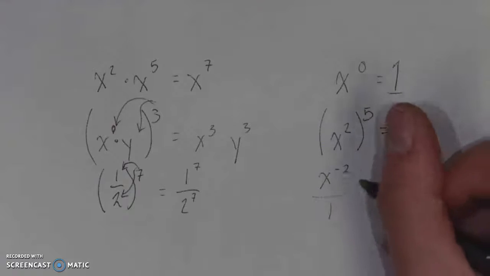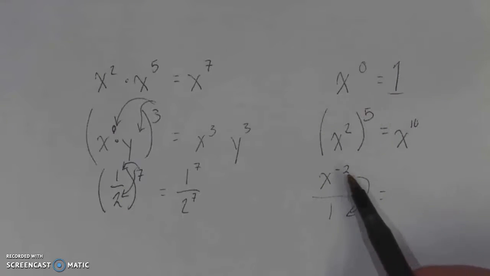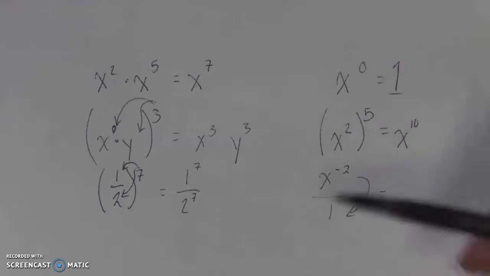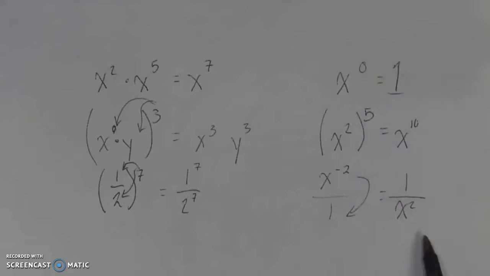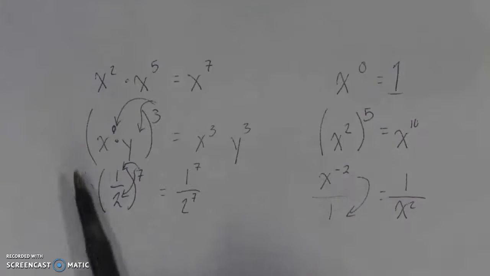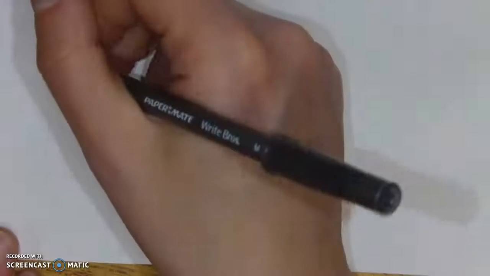That moves it to the other part of the fraction. So if it was -2 in the numerator, it gets moved down to the denominator, and we now have x to the 2nd in our denominator, and that gives us 1 over x to the 2nd. So just keep these all in mind as we look at our newest rule. Our newest rule has to do with division.